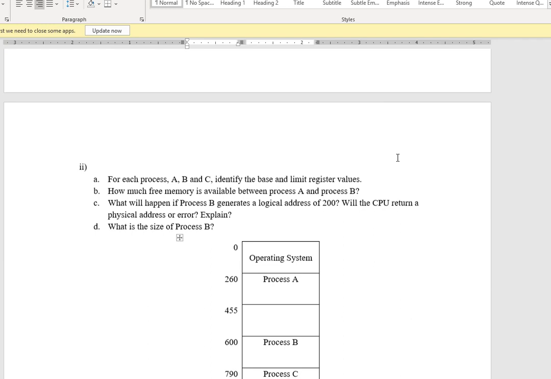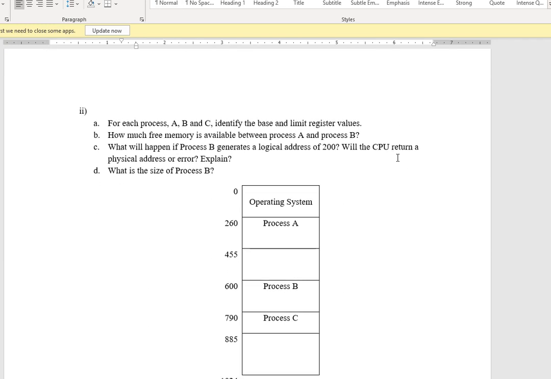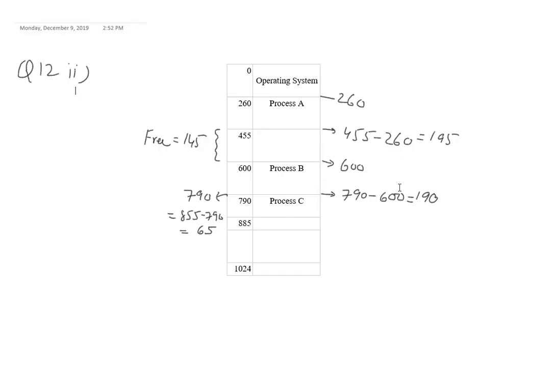Now part 2 says, for each process A, B and C, identify the base and limit values. The graph is in front of you. From 0 to 260, this is the operating system. From 260 to 454, this is not 455. Actually at 455 the empty hole starts, but here I have considered 455. In reality, this should be 454. So 454 is the limit. 454 minus the starting 260 gives you 195. So 195 is the size, which is asked in the next part.